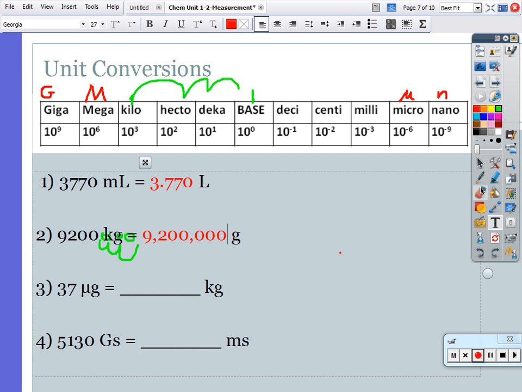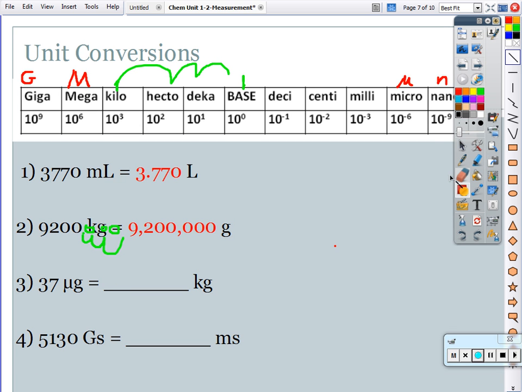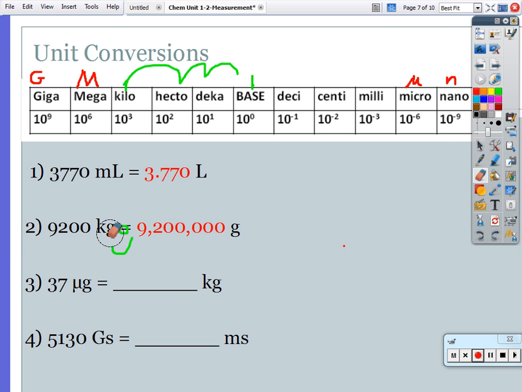Alright, so now let's do it the non-jumping way. Alright, so instead of jumping, I'm going to look at my prefixes and my powers of 10. So kilo is 3, base unit 0. So I do 3 minus 0. Obviously that equals 3. So now it's positive 3. So instead of moving to the left, I move to the right 3 places. And I get the same answer.